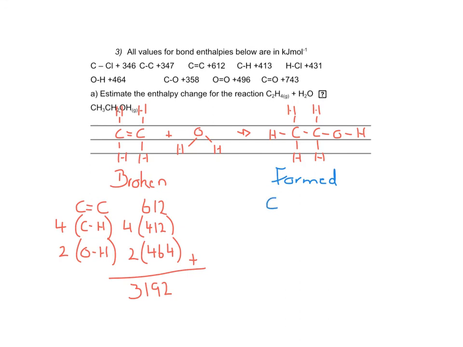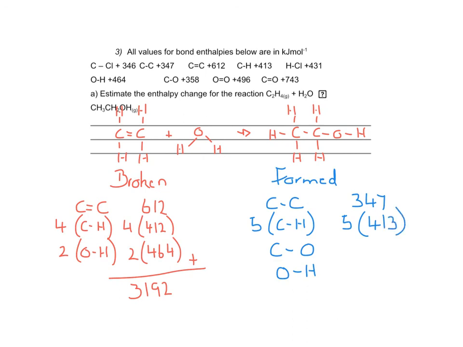Now I'm going to go and do the same then for the bonds formed. We've got a carbon-carbon bond. We have 5 carbon-hydrogen bonds, 1 carbon-oxygen bond, and 1 oxygen-hydrogen bond. And I'm going to pop in the values. 347 kilojoules for the carbon-carbon, 5 times 400, and I see up above actually it's 413. I'll change that, and sometimes the questions vary a wee bit.